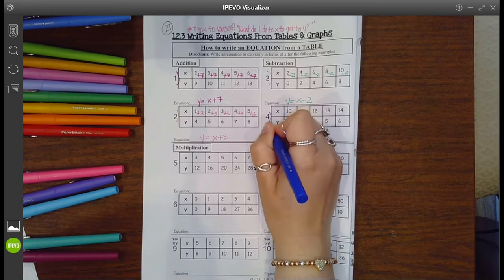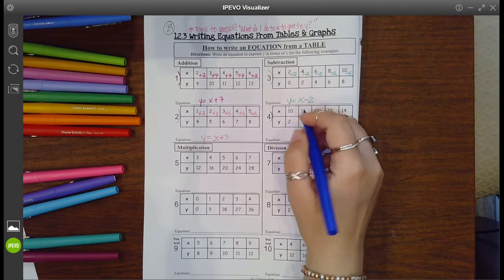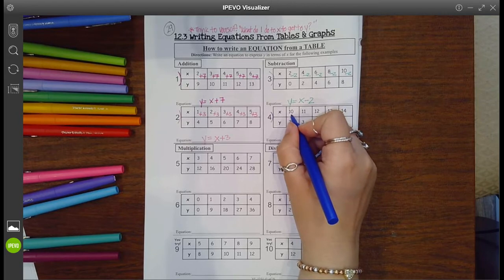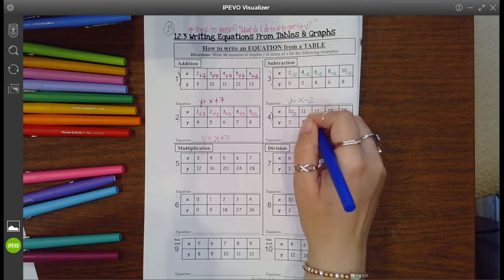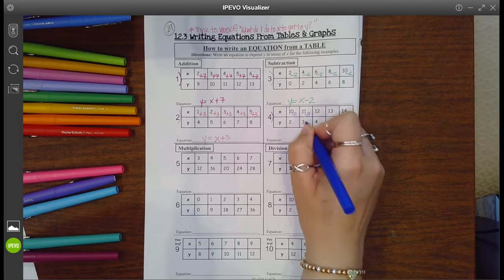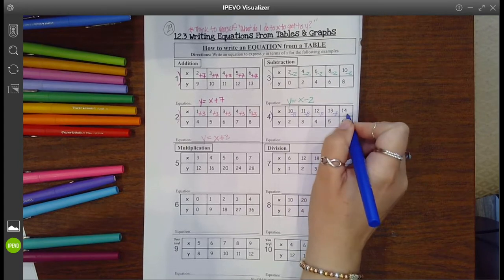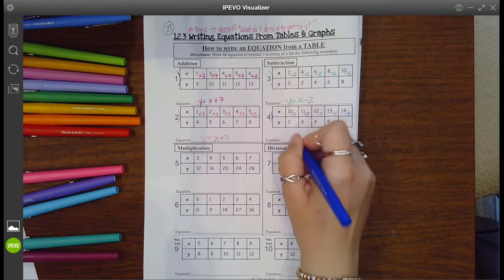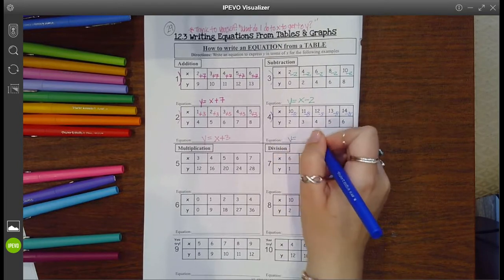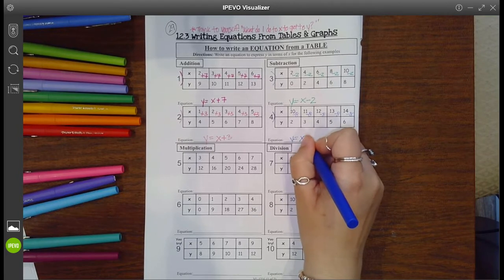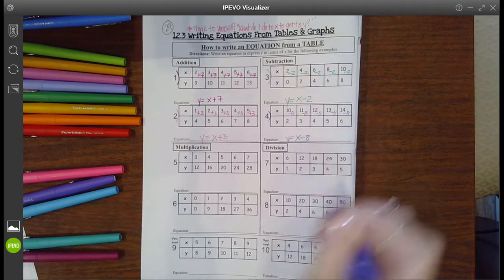Okay, they're getting smaller again, so I'm going to try subtracting first. How do I go from 10 to 2? Well, if I subtracted 8, does that pattern hold up? 11 minus 8 is 3. 12 minus 8 is 4. 13 minus 8 is 5. And 14 minus 8 is 6. That pattern was true for the whole table, so I can say that the equation is y equals x, whatever x is, minus 8. That will give you y.